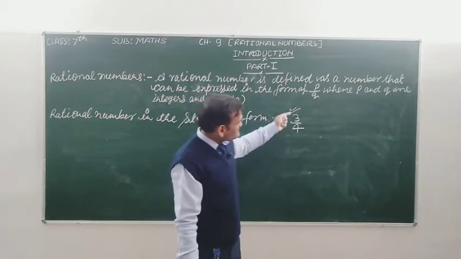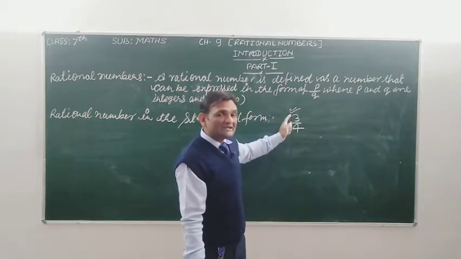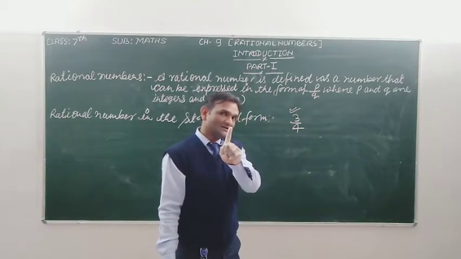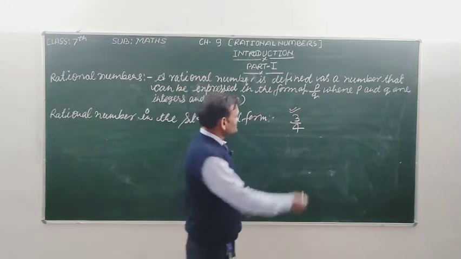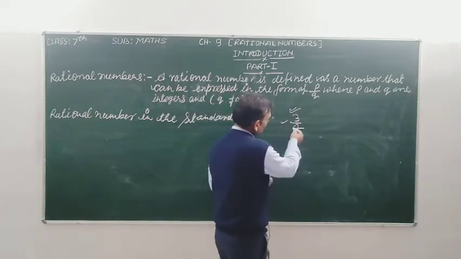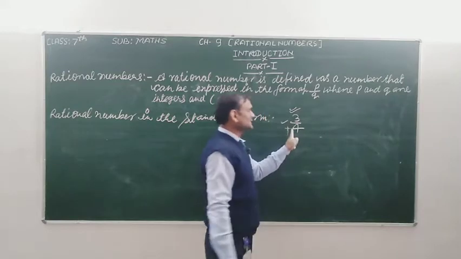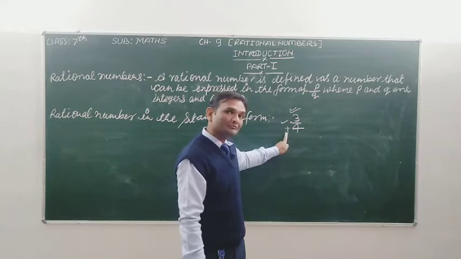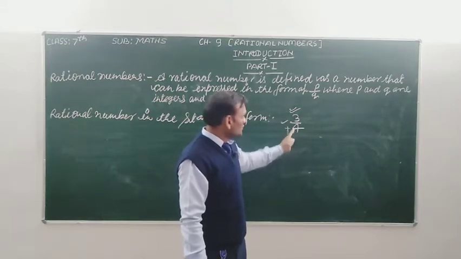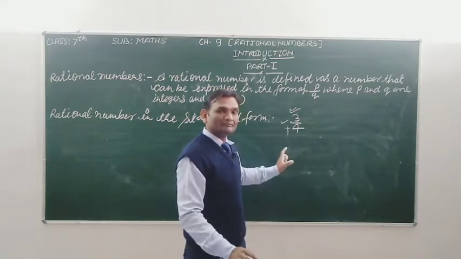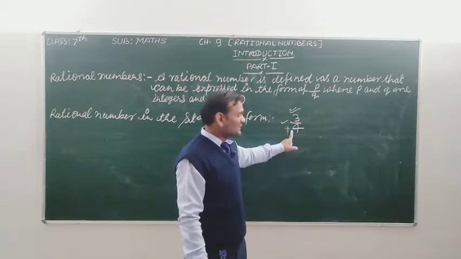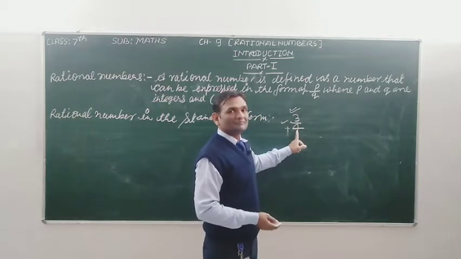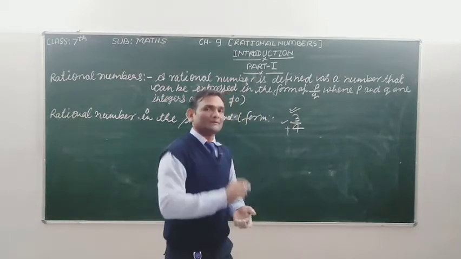A rational number is said to be in standard form if its denominator is positive. First condition. And the first condition is fulfilled in this case because 4 is a positive integer, since there is no sign before 4. So this is positive. So the first condition is fulfilled. Second, numerator and denominator have no common factor other than 1.